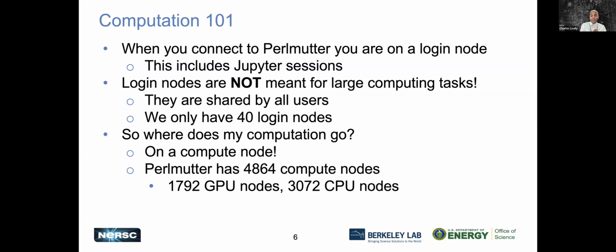So where exactly does your computation go? It's going to go on a compute node. With Perlmutter, we have over 4,864 compute nodes; almost 1,800 are GPU nodes, and over 3,000 are CPU nodes. When you do submit a job, it is going to go to one of those compute nodes, depending on how you've set things up.